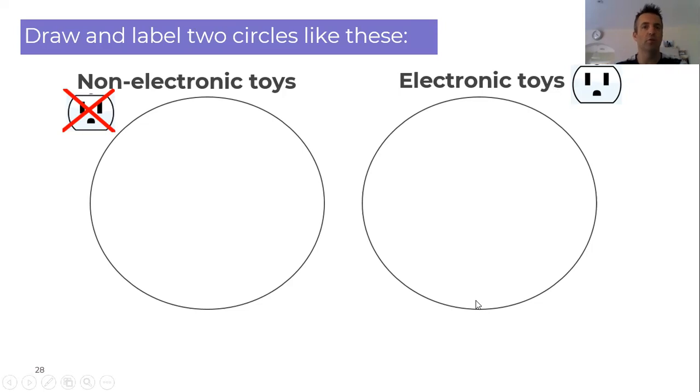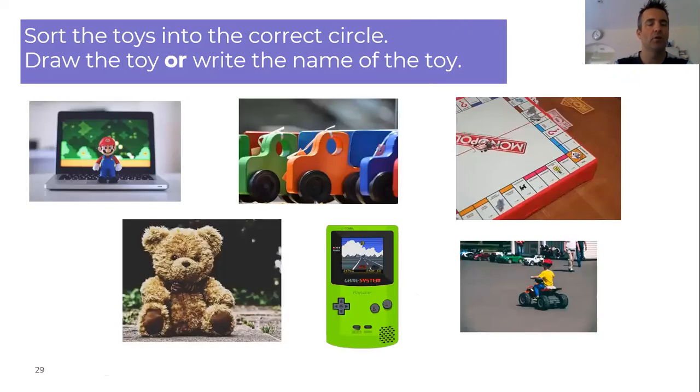Okay, so hopefully you've got your 2 circles labeled with non-electronic and electronic, and a little picture if that helps. And I'm going to ask you to sort the toys on the screen here into the correct circle. So you're going to draw the toy, or you're going to write the name of the toy, or you can do both, it's up to you, and put them into the correct circle.